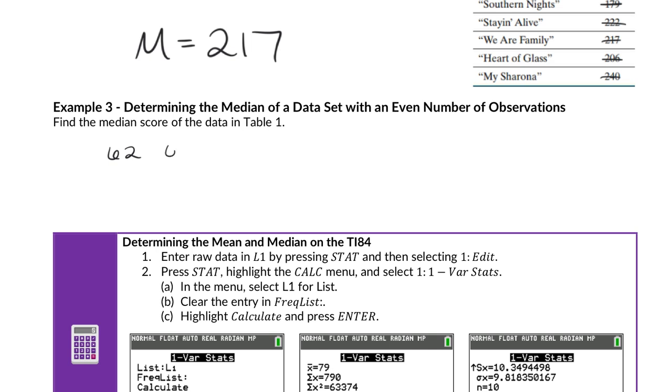62, 68. Okay. 71. Yep. 74. Yep. 77. Yep. 82. Yep. 84. Mm-hmm. 88. 90. 94. Very good. Okay, so we've got this whole list. I'll let you write it down in case you were flipping back and forth.